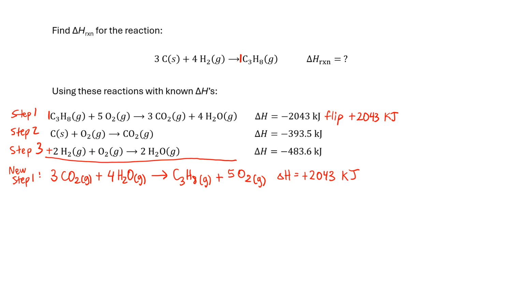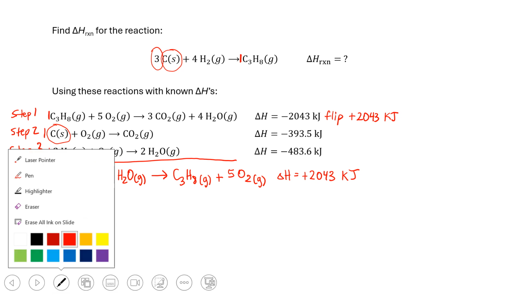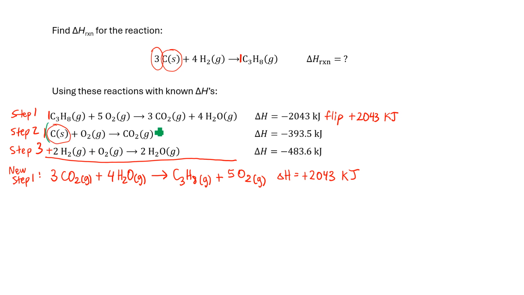Okay. What do we need to do to the second step? Do we need to do anything? Well, notice that the carbon solid is a reactant in step 2, and it's also a reactant in our overall equation. So we don't need to flip it, but notice there are 3 of them in the overall equation, but there's only 1 in our step 2. So if we're going to need 3 of these, what do we need to do? We need to multiply that equation by a factor of 3. So we're going to multiply this by 3, which means we have to also multiply the delta H by 3.